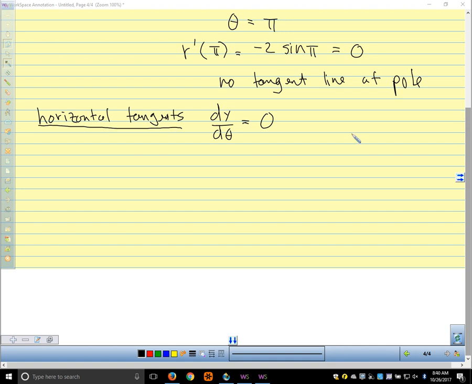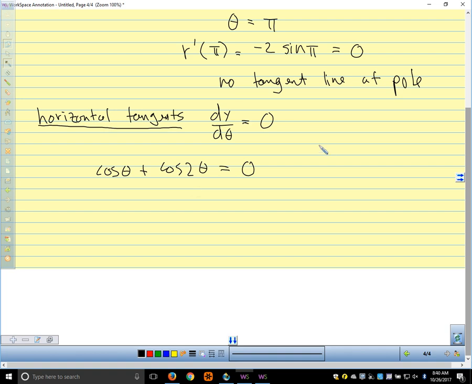All right, for horizontal tangents, we need dy d theta equals 0. So we need to solve cosine theta plus cosine 2 theta equals 0. And this is another reason I wrote cosine squared minus sine squared as cosine 2 theta, because it would be difficult to solve that equation in that form, but it's difficult to solve in this form also.